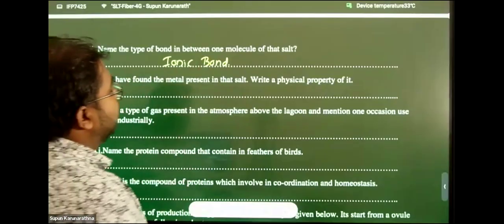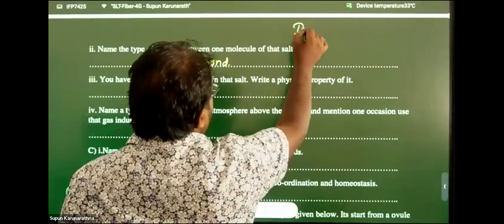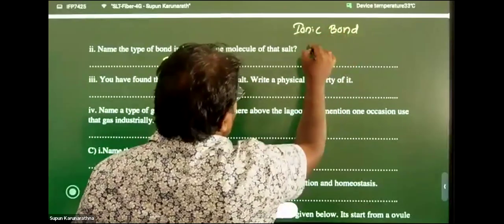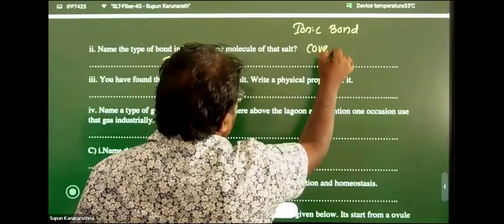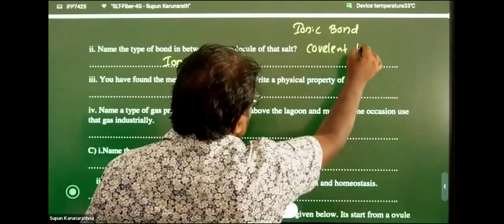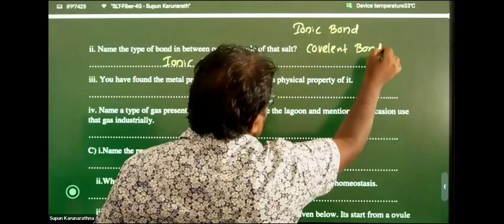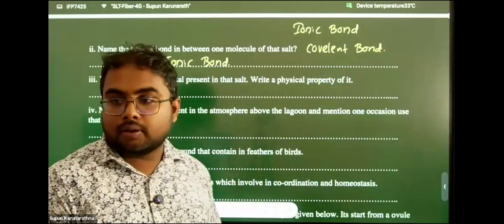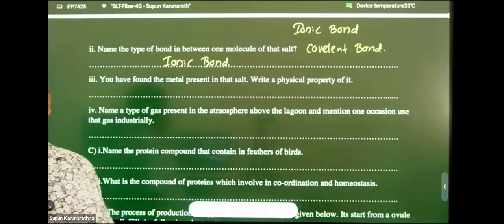There are two types of bonds. We call them ionic bond as well as covalent bond. Ionic bond and covalent bond. So in sodium chloride, the type of bond is ionic bond.